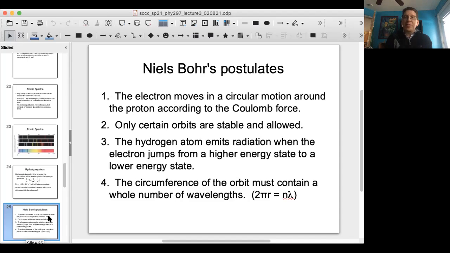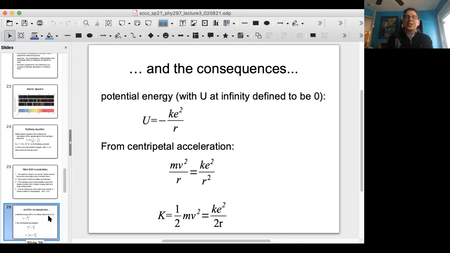And so we started with a few assumptions. One, the electron moves in a circular motion around the proton according to the Coulomb force. So basically, centripetal motion with the electrical force being equal to mv squared over r. Only certain orbits are stable and allowed, and the condition being that the circumference of the orbit must contain a whole number of wavelengths. So 2 pi r is equal to n lambda. And then the hydrogen atom emits radiation when the electron jumps from a higher energy state to a lower energy state.